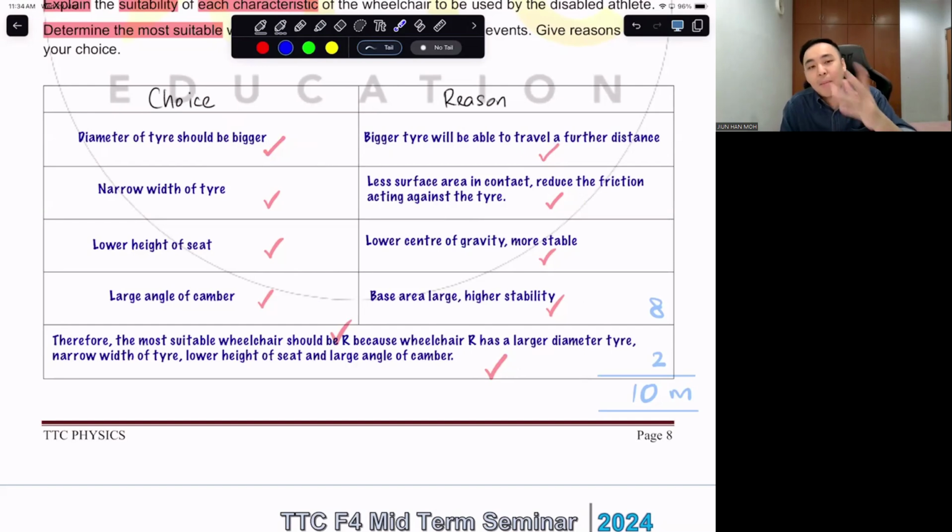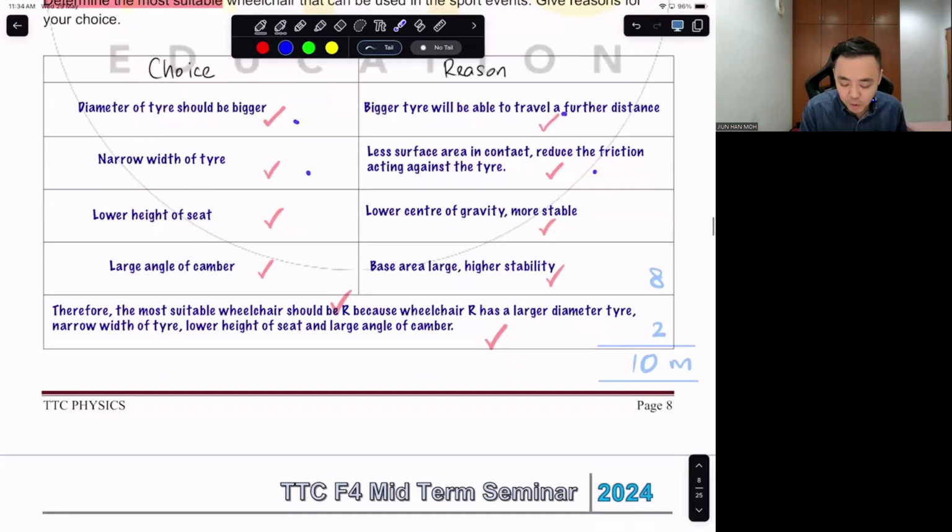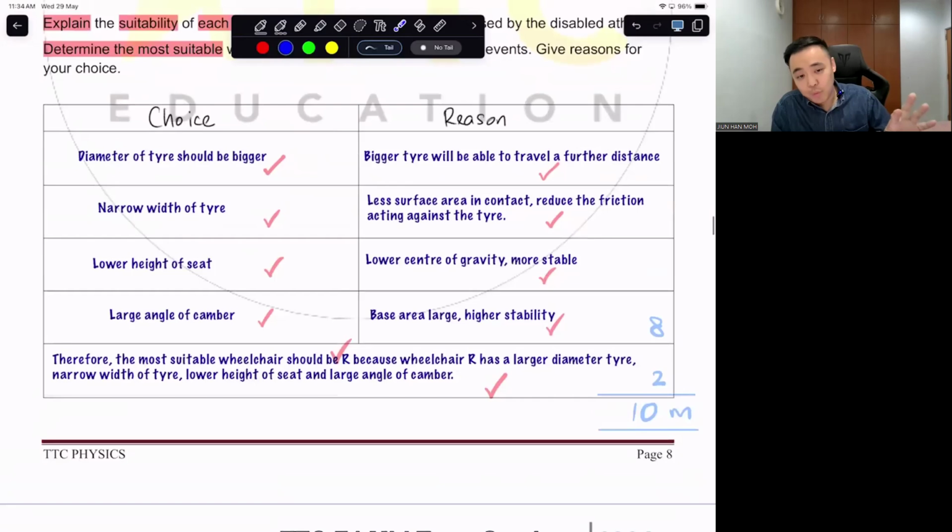That's why I tell you where the marks come from. Your choice, your reason, your choice, your reason, your choice, your reason. That's why always 4 points and then 8. After that, choose correctly, recopy all the things, got 2 more marks for you. That's why this is what I know as the decide essay. You literally have 4 points, 8 marks, and then conclusion 2. All good?